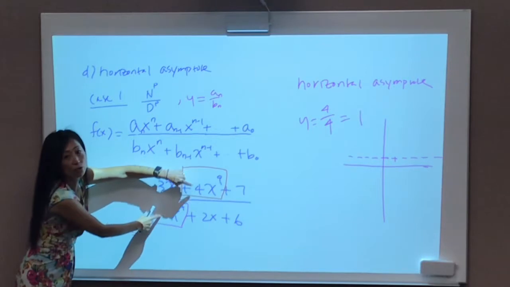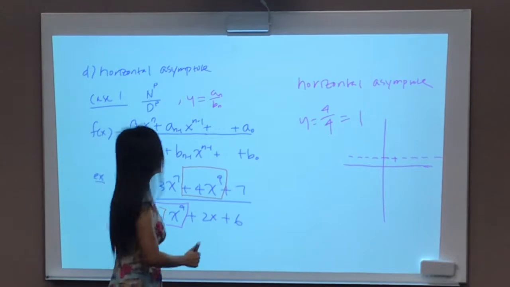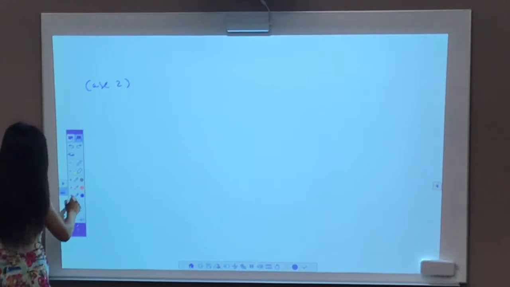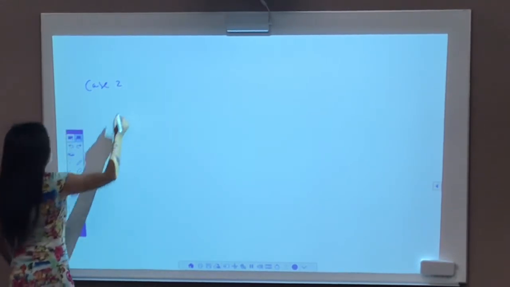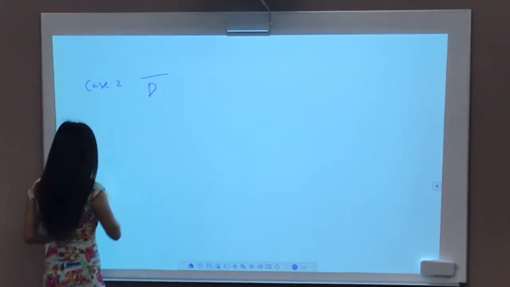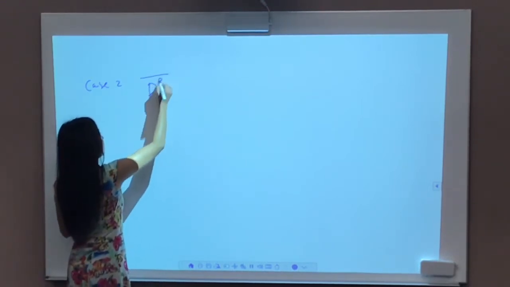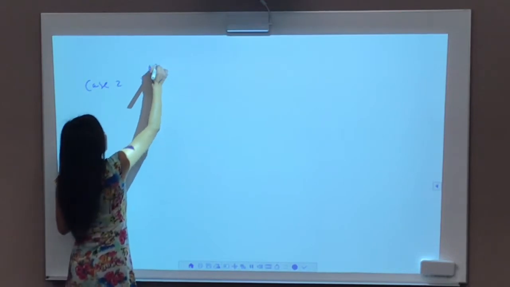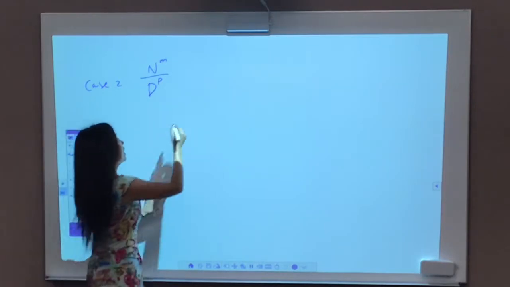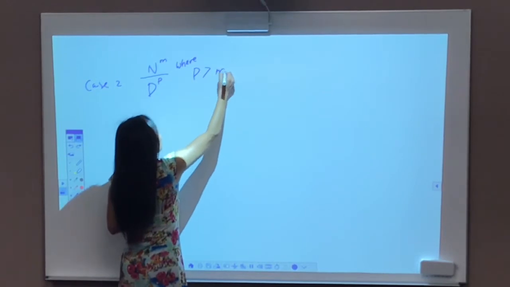All right, let's look at the second case. In this case, I'm going to have the denominator as a bigger power. So the denominator power, I'm going to call it n, and the numerator power, I will call it m. Okay, so n is the larger letter. So in this case, n is bigger than m. Which one has the bigger power? Denominator.